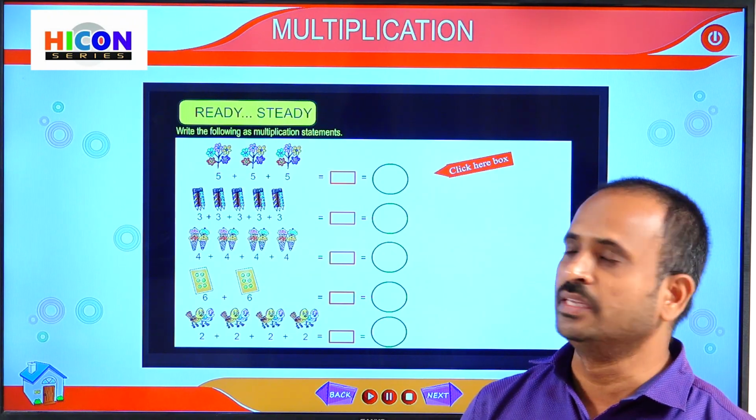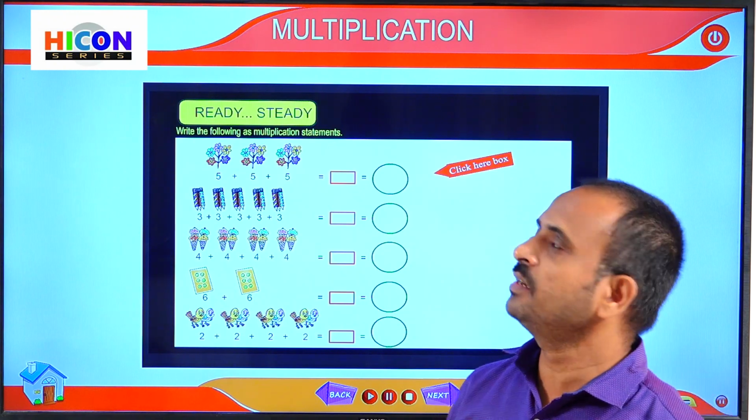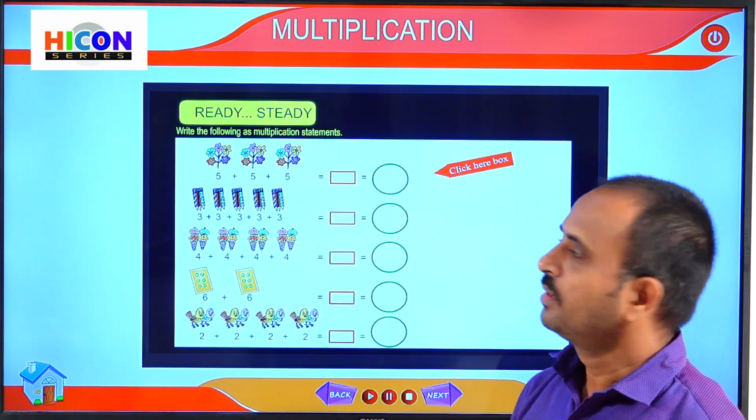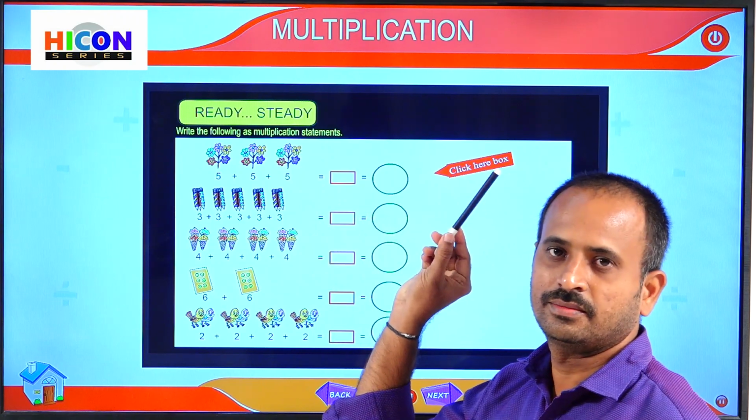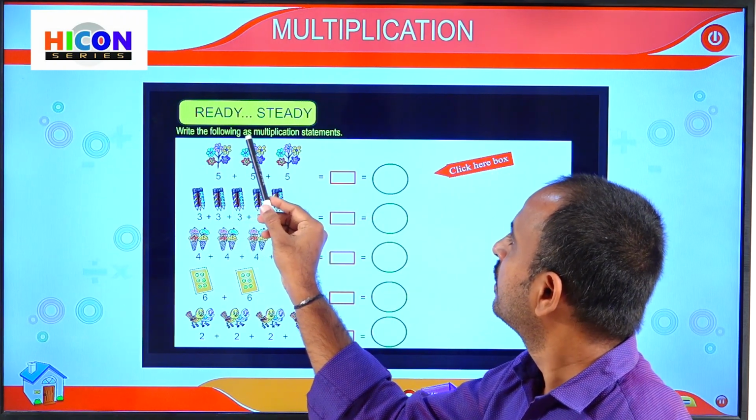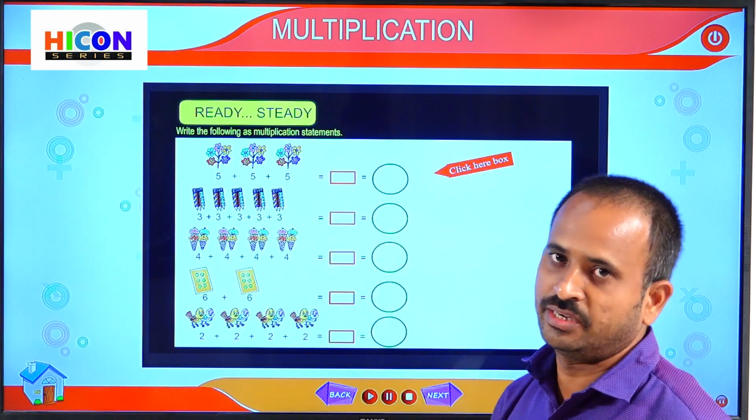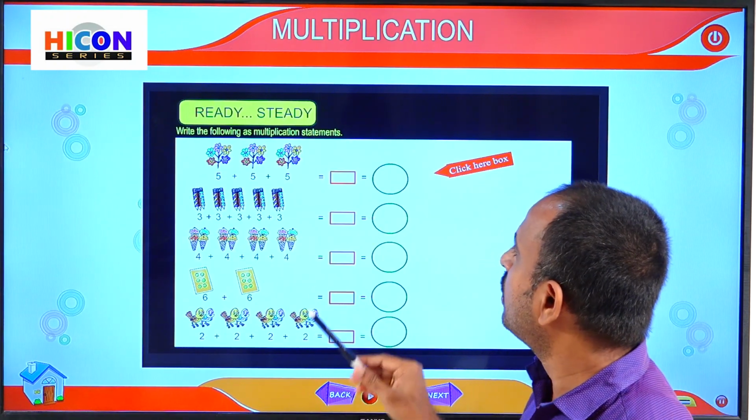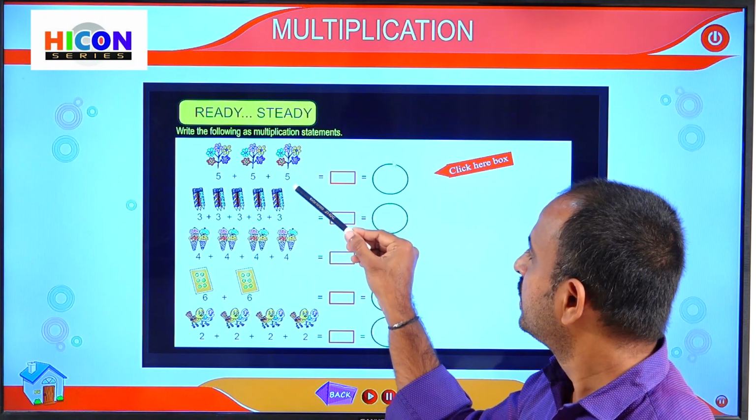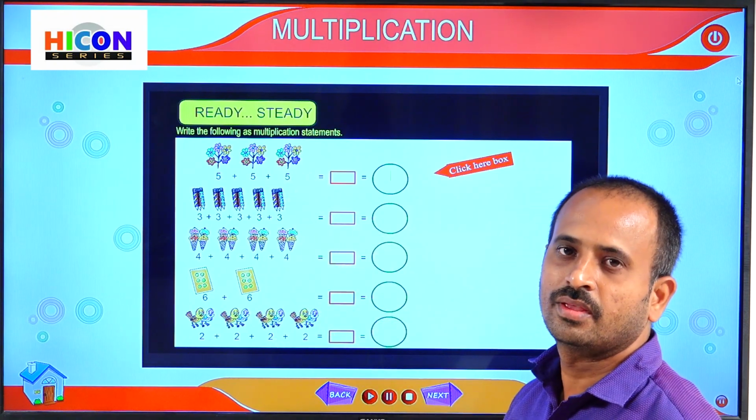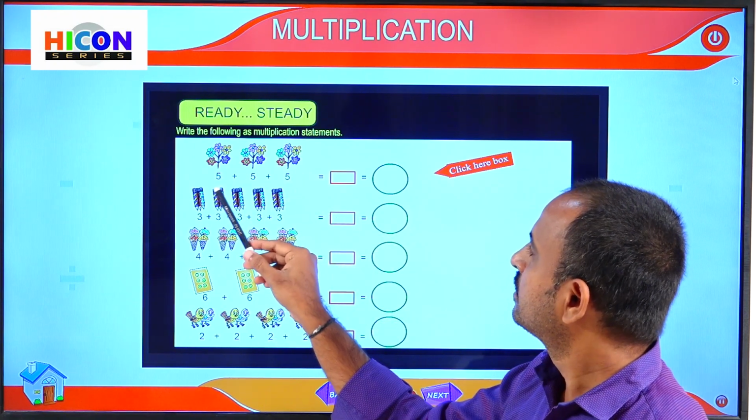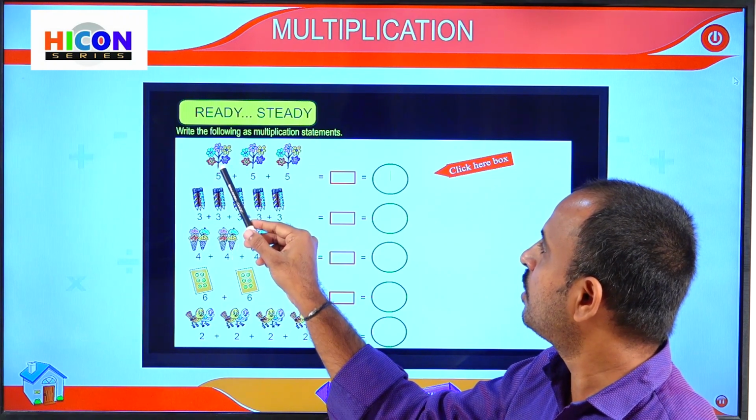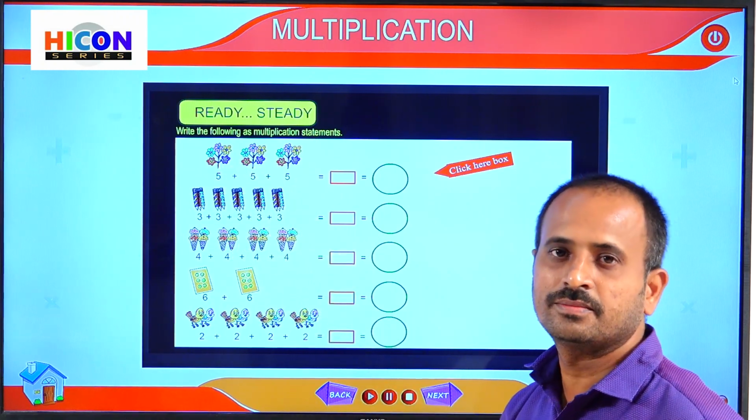So now, see the children. The fourth chapter, multiplication. Ready, steady. Write the following as multiplication statements. So children, look at the screen. You are observing some pictures in each problem. See the first set, that is the first problem. You are observing some flowers.